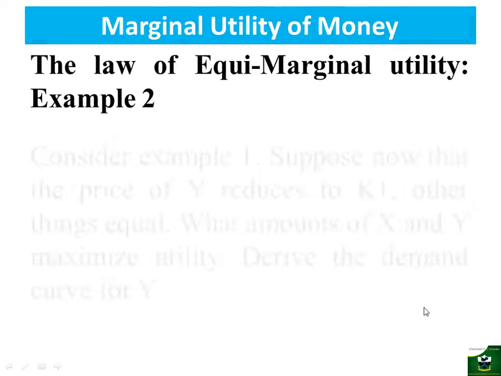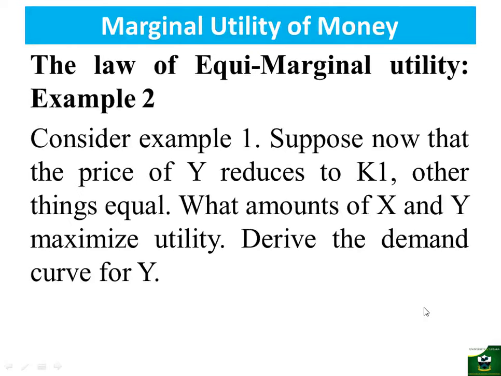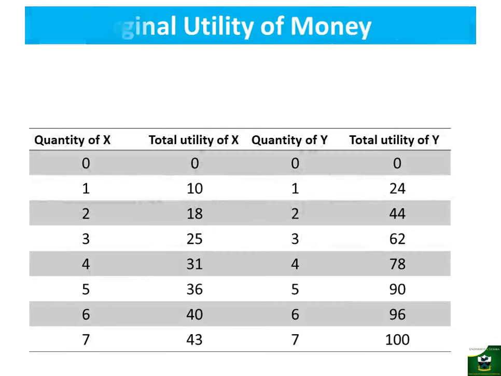Let's look at example 2. Consider example 1. Now suppose that the price of Y reduces to 1, other things equal, meaning the price of good X remains at 1 and the income level remains at 10. What amount of X and Y maximize utility? And then we are asked to derive the demand curve for Y.